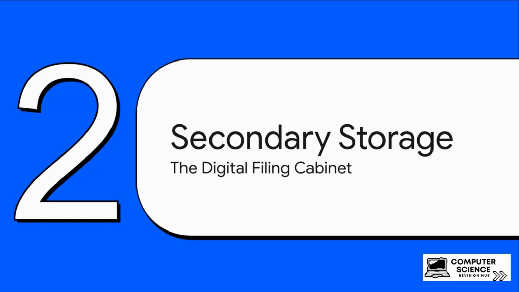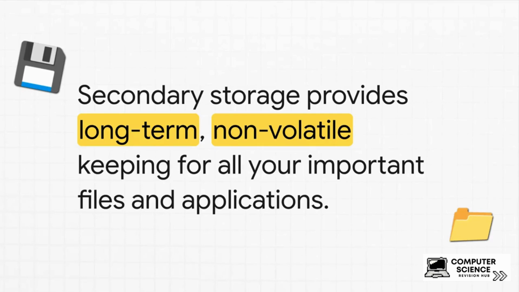Okay, so that covers the workbench. But what about that big filing cabinet? Where do your files go when you actually want to keep them forever? Well, that's where secondary storage comes in. This is the solution to that whole power outage problem we started with. When you hit that save button, you are literally telling the computer, hey, take this thing from my temporary workbench, the RAM, and put a permanent copy away in the filing cabinet. Because this storage is non-volatile, your files are totally safe and sound even when the power's off.